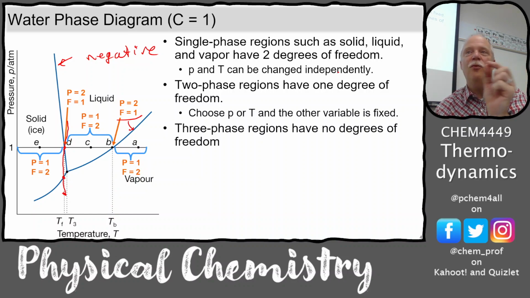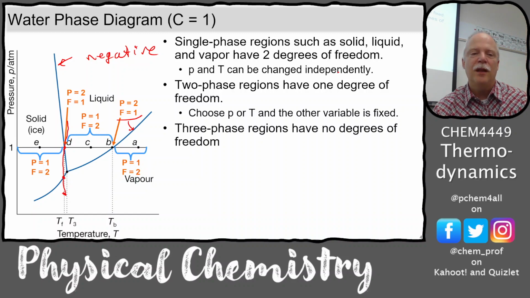So I have 1 degree of freedom. I can change the temperature, but I can't independently change the pressure. If I move temperature and stay on that line, then the pressure is picked. That's what we mean by degrees of freedom: which one do you have freedom to change? I could change pressure, and if I want to stay on that line, then the temperature has to follow what I do with the pressure.